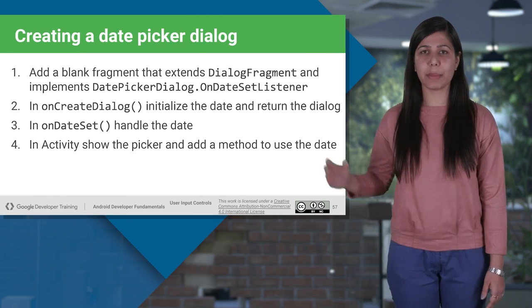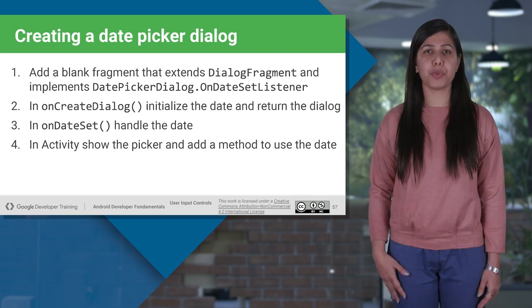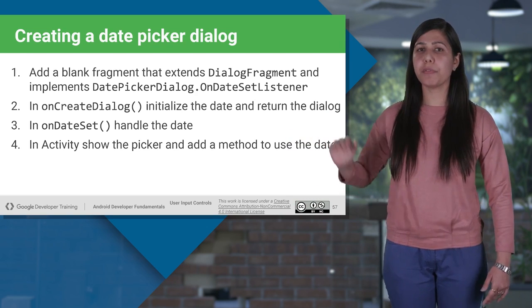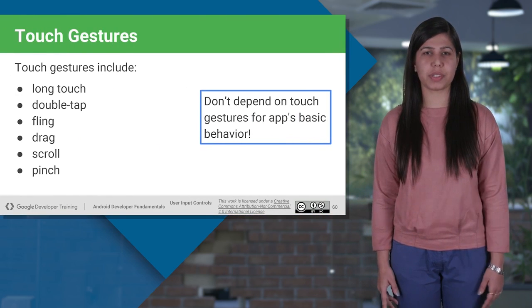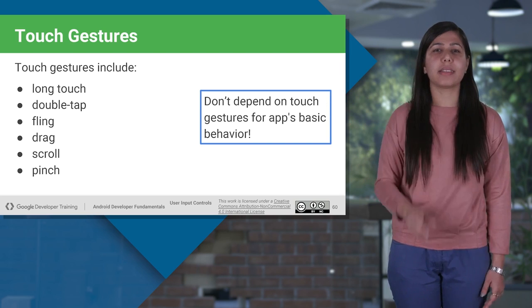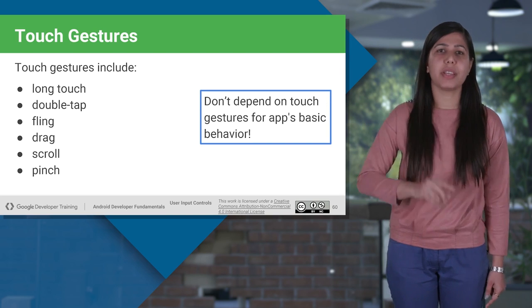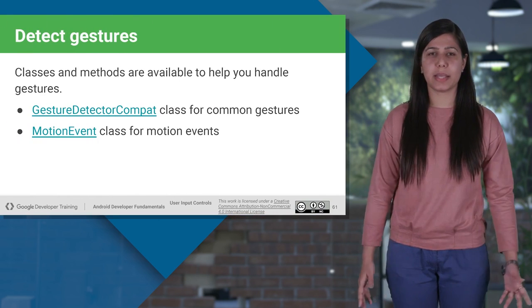This is how we can implement a date picker dialog. Similarly, when we have to create a time picker dialog, we can follow these steps. Common gestures. We have touch gestures: long touch, double tap, fling, drag, scroll, pinch. So these are all gestures. How can we detect them?